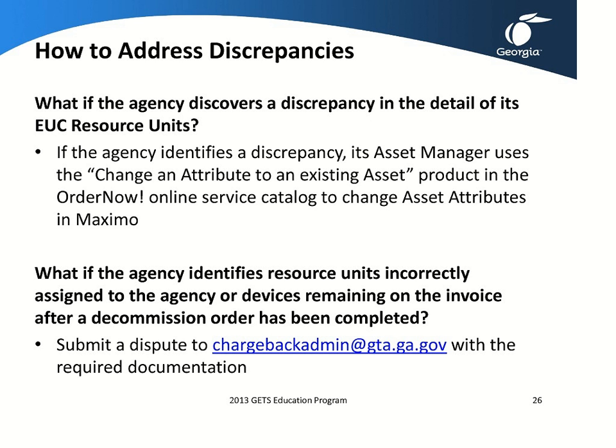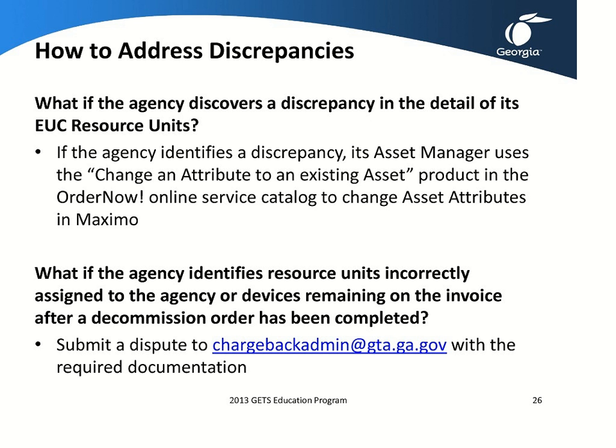Also, once you complete your own reconciliation, you may see that something is billed incorrectly, like an asset ID that doesn't match your records, or a cost center that belongs to another agency, or a device that belongs to another agency. At that point is when you file a dispute. In order to submit a formal dispute, the agency must send an email to chargebackadmin@gta.ga.gov with the required documentation.